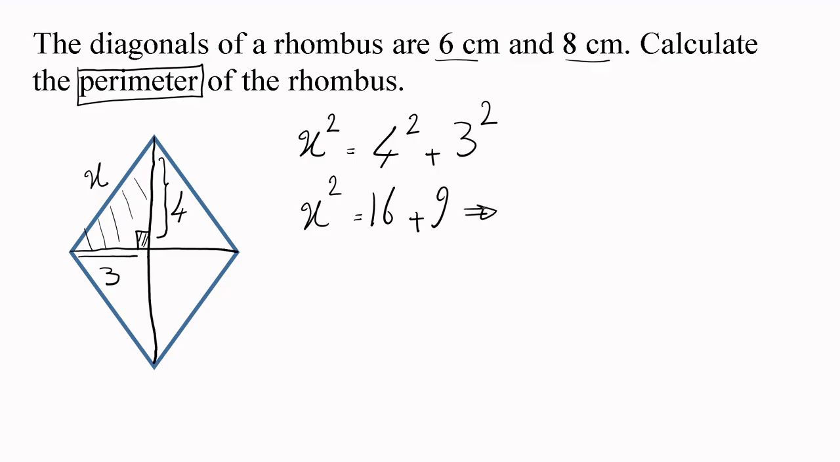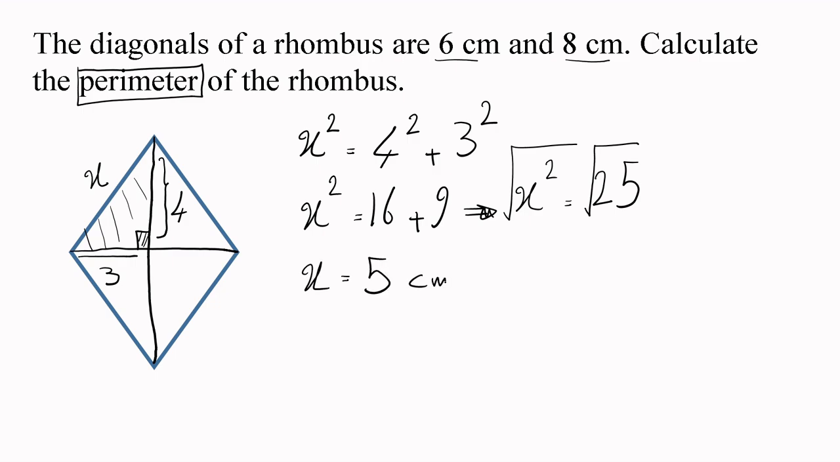If I simplify that, add those values, I'm gonna have x squared is equal to 25. The only thing that I need to do is taking a square root from both sides. If I take that, I'm gonna have x is equal to 5 centimeters. 25 is a perfect square, right?